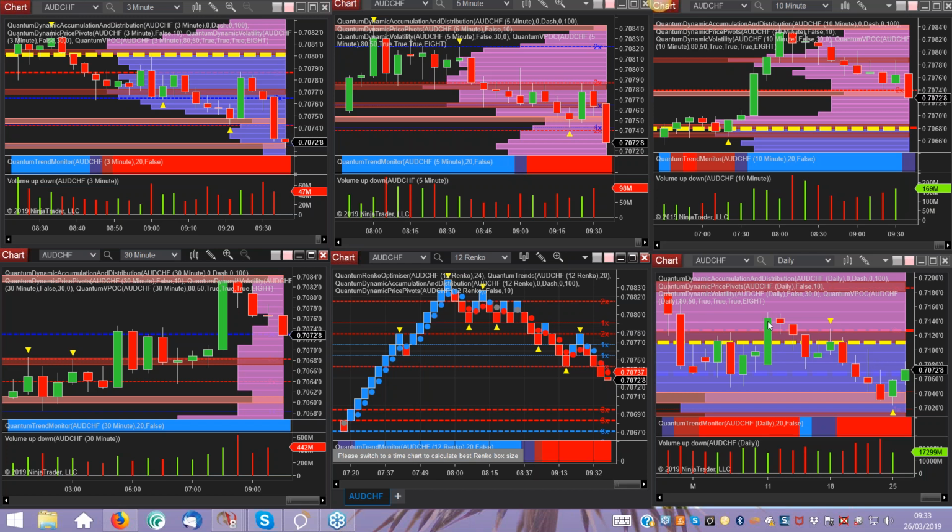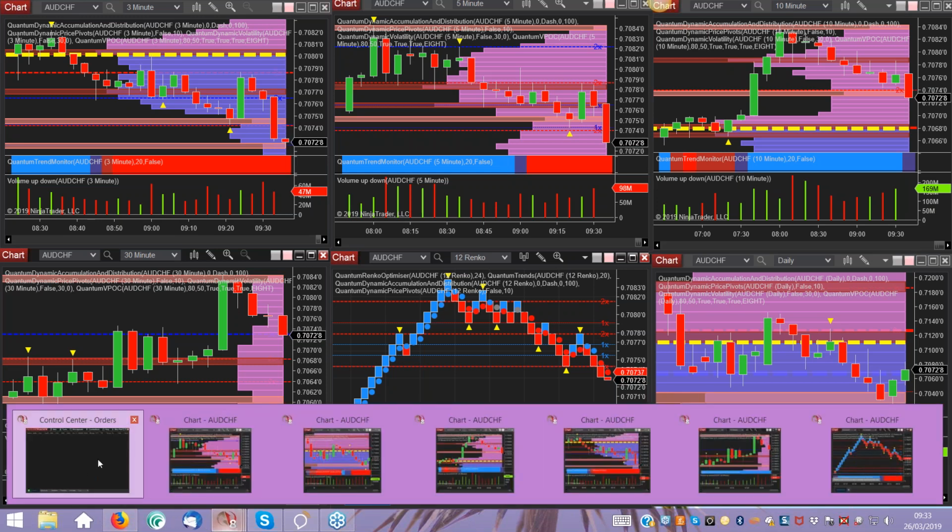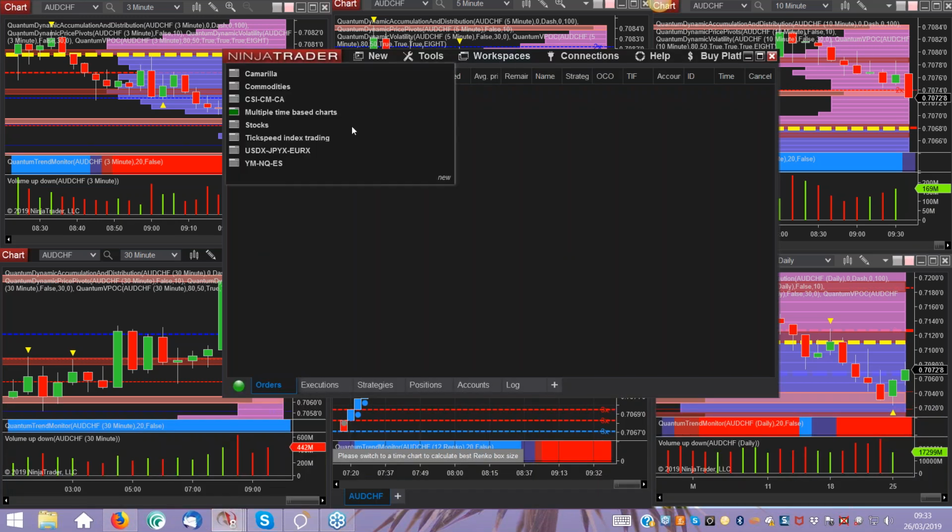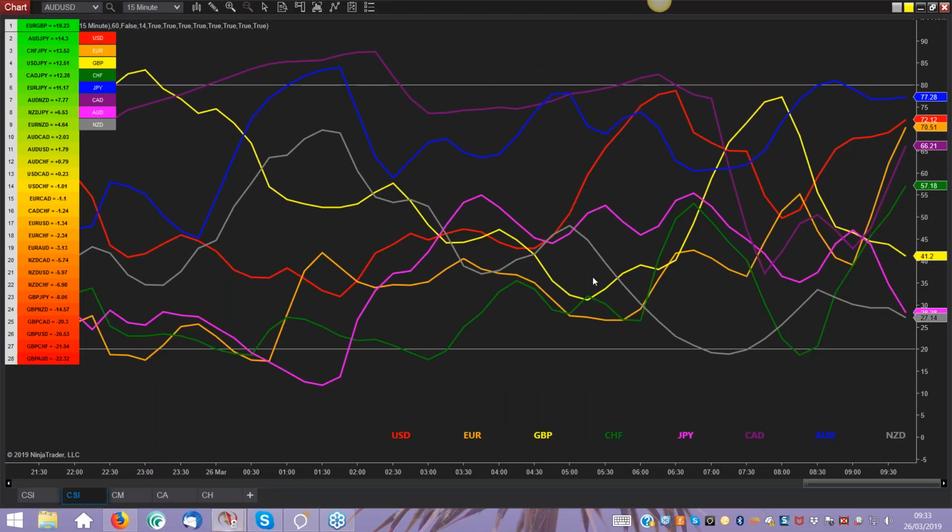Okay, very quickly, I just wanted to show you this. This is what I was referring to earlier on, which is the Aussie Swiss. I've got the 3-minute, 5-minute, 10-minute across the top, and 30. Got the Renko in the middle, and over onto the daily down the bottom. And really, just to highlight what I was saying about this, if we just head over to the CSIs, which I've got over here. There we go.